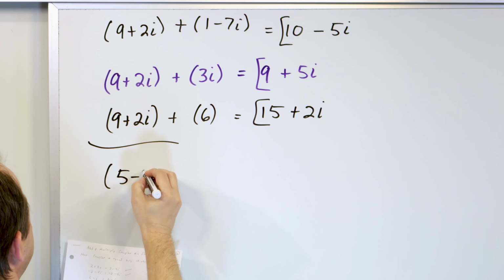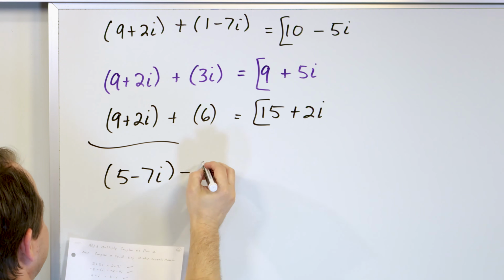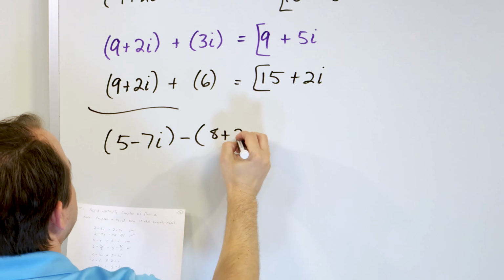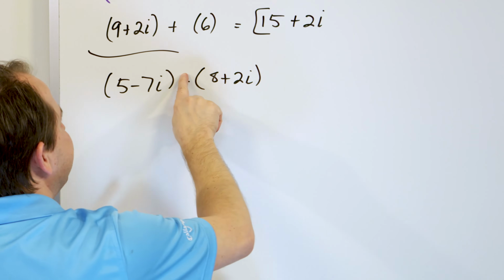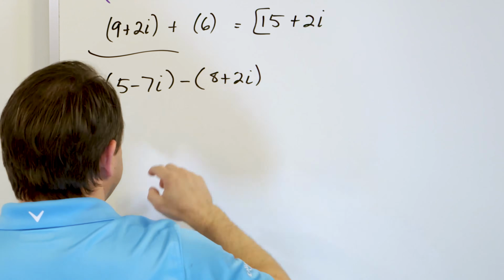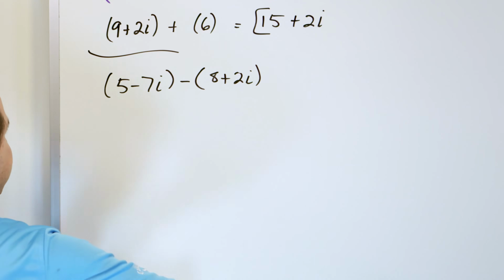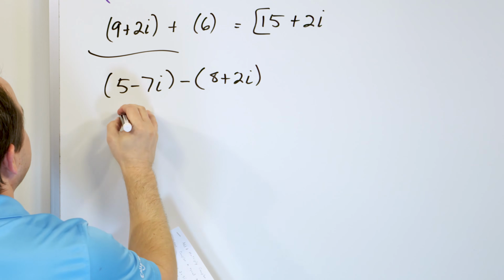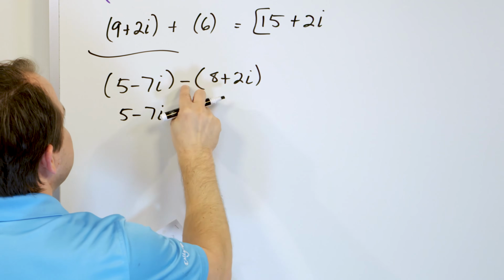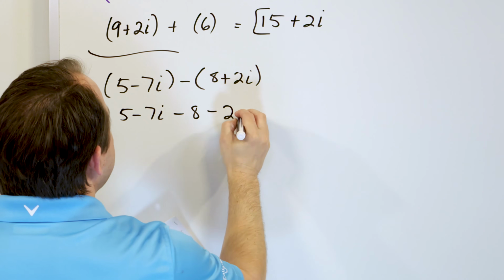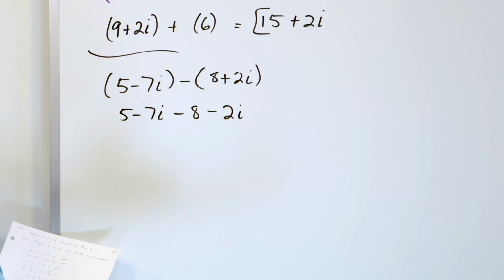What if I have 5 minus 7i, and I'm going to subtract 8 plus 2i? Again, if this was just an expression, you would know what you have to do. You have to distribute the negative into both of those terms, and that's what you have to do in this situation too. So you can take the parentheses away here, 5 minus 7i. The negative goes in, making negative 8. The negative goes in, making negative 2i, and then you collect like terms.